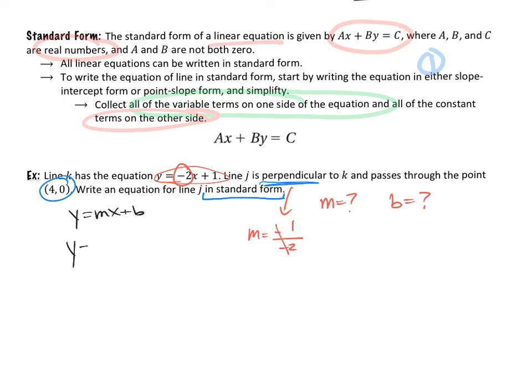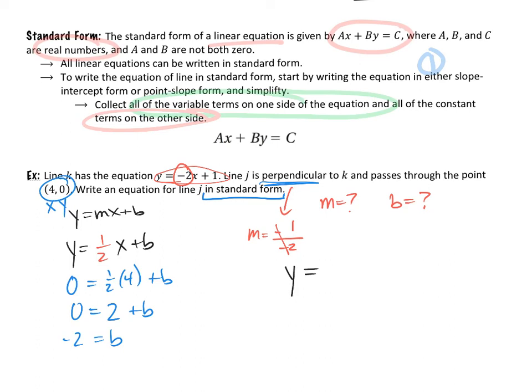So y equals 1/2 x plus b. Now we have to find b, and we're going to use our x and y values for the point that line J goes through. So y is 0, and then 1/2 of 4 plus b. So 0 equals 1/2 times 4, which is 2, plus b. Subtract 2 from both sides. So b equals -2. I can now write my equation in slope-intercept form.